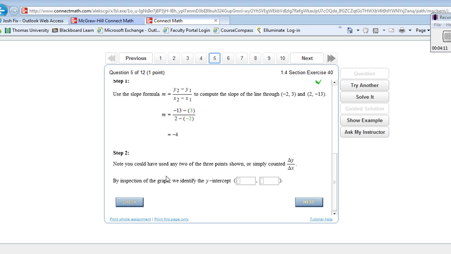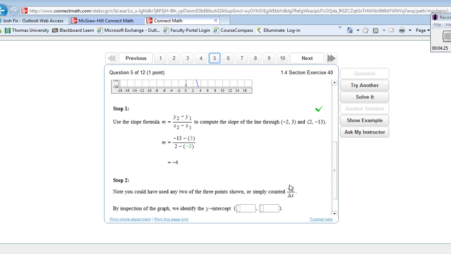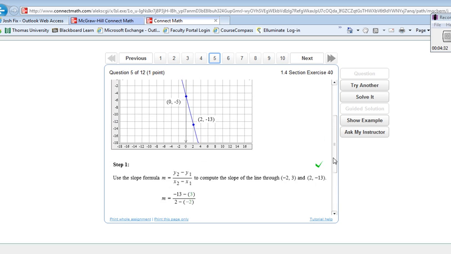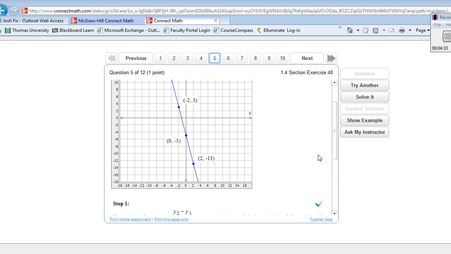All right, so now it says, note you could have used any of the 3 points or simply counted the change in y over the change in x. So what they're saying is that little symbol right there, that delta, is a Greek symbol. That means change. So they're saying that you had these points, and if you would have counted your slope, and we'll go ahead and do that, let's take a pen here. Let's use red. Let's say we started at this point and go to that point.